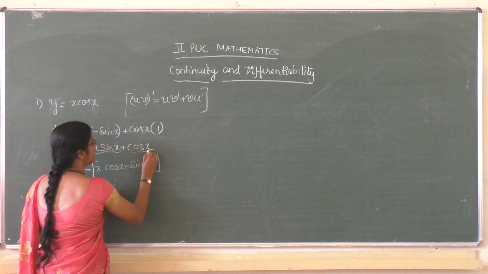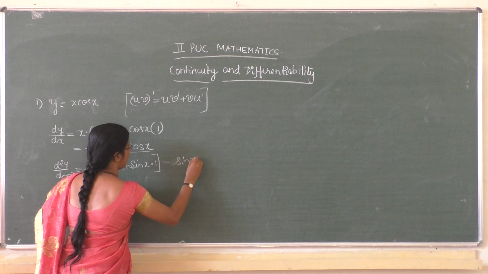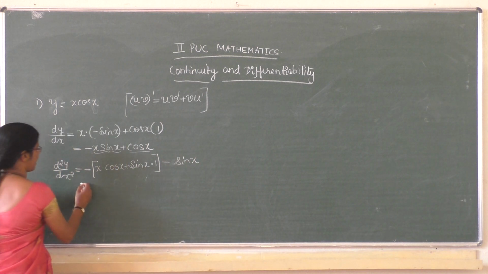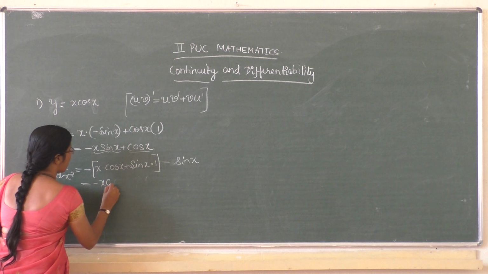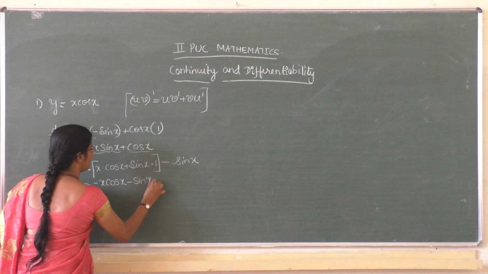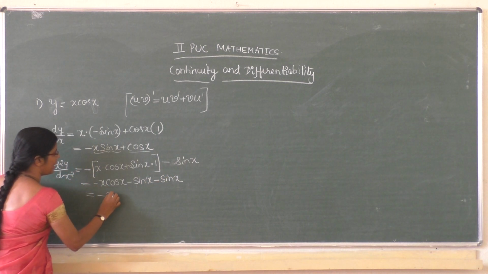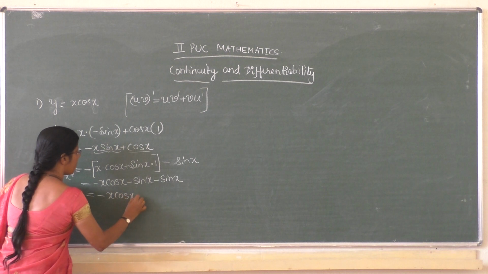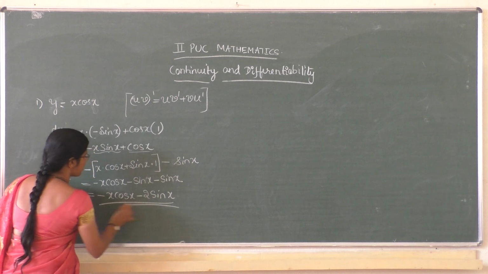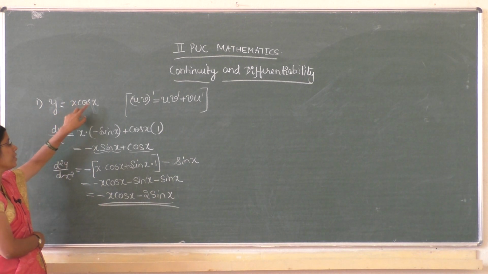Then you have to find the derivative of cos x, that is minus sin x. So we get here minus x cos x minus sin x minus sin x. So we have minus x cos x minus 2 sin x. This is the second order derivative of the function x into cos x.